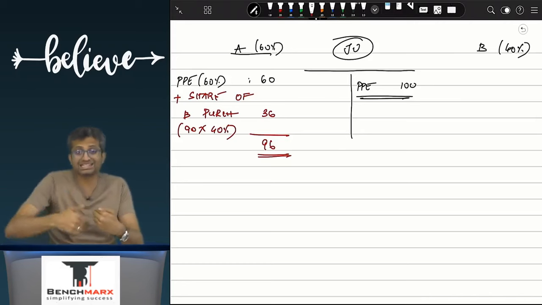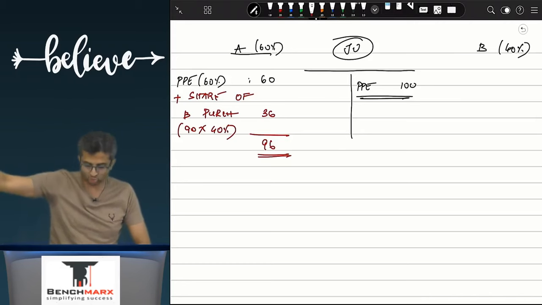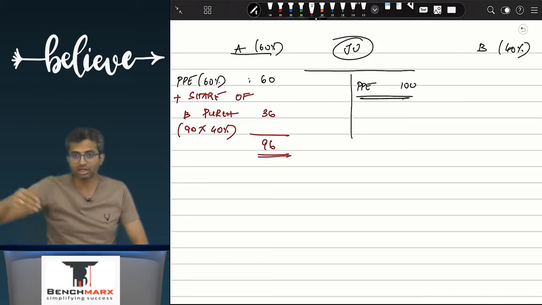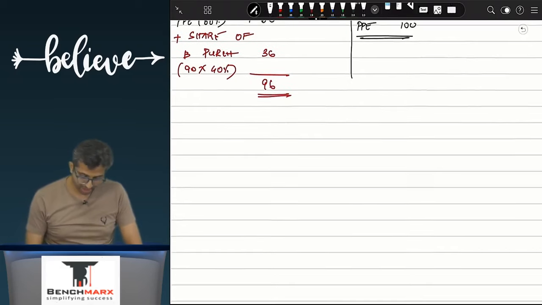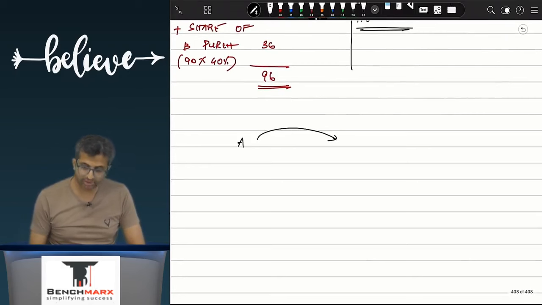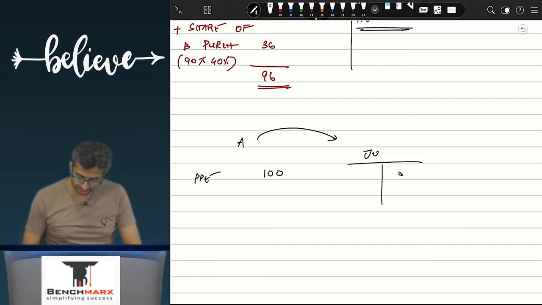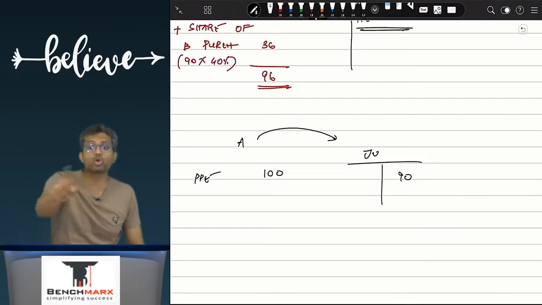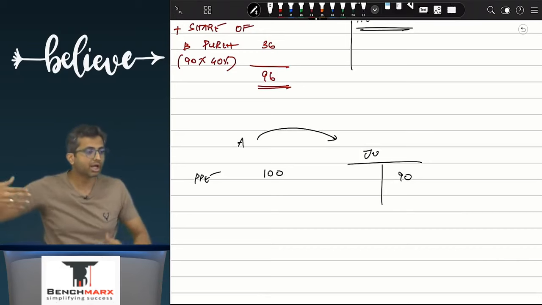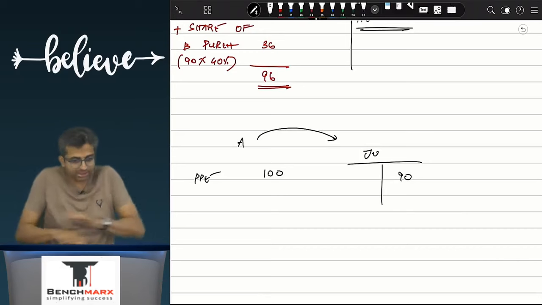If A is selling the property to the joint venture. When A sells it, yahan pe kya ho raha hai? Earlier the joint venture was selling to A, but it is possible that A is selling to the joint venture. A PP worth 100 in my books, I am selling at 90. In the joint venture, this will appear at 90. But bachche bole ke, sir, that means I have sold the entire PP. No, I have sold only 40% share. My PP 60% is still with me.